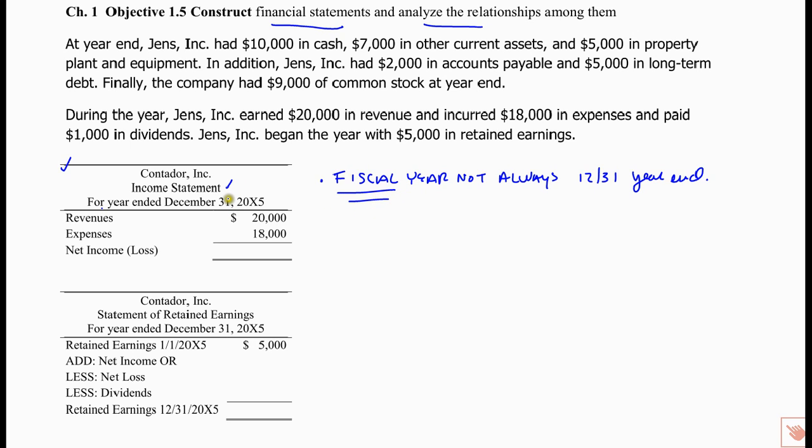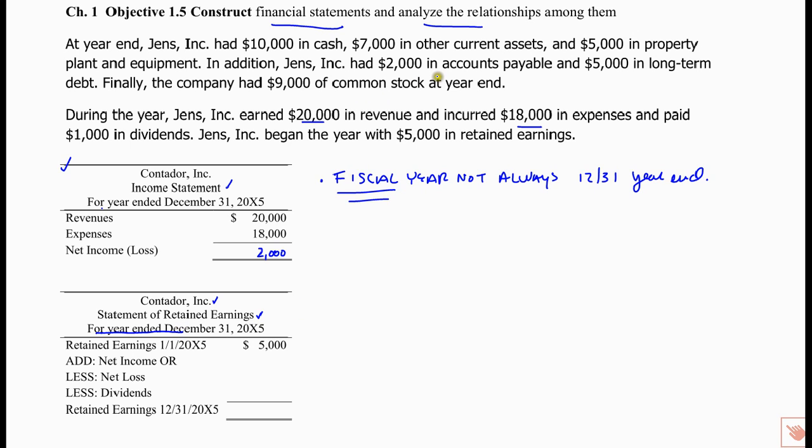So we have the title properly done here, and if we look at the information, it tells us 20,000 in revenue, 18,000 expenses. So that's $2,000 in net income. Had it been a net loss, I would have put it in parentheses. Go to the statement of retained earnings, the corporate name, the name of the statement, and then because it's a flow, the statement associated with the flow measure, put for year ended.